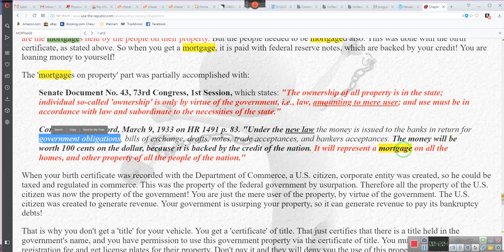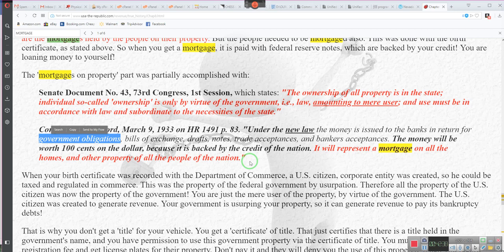It will represent a mortgage. What will represent a mortgage? The credit will represent a mortgage on all of the homes and all the other property of all the people of the nation. Ladies and gentlemen, are you telling me that the new credit system will represent a mortgage on your property? That's right. Because the government is issuing you your credit in exchange for their new deal, the bankruptcy agreement. It's called the New Deal. This is what's been going on.